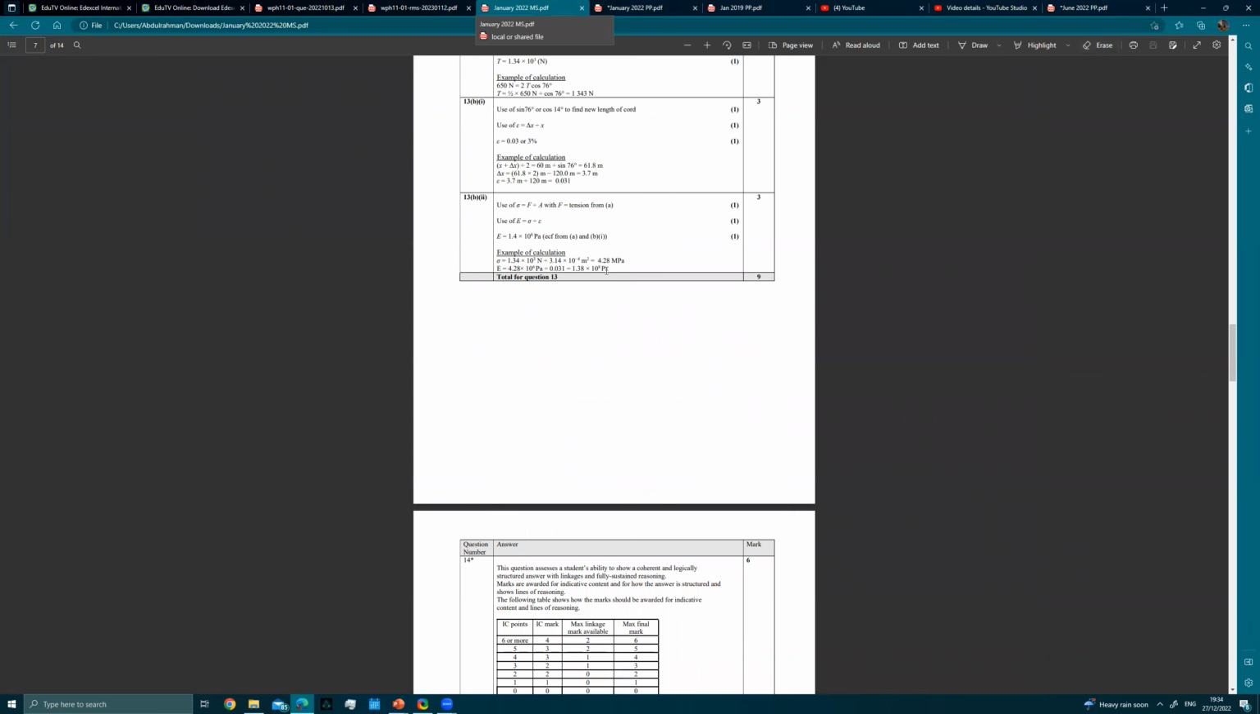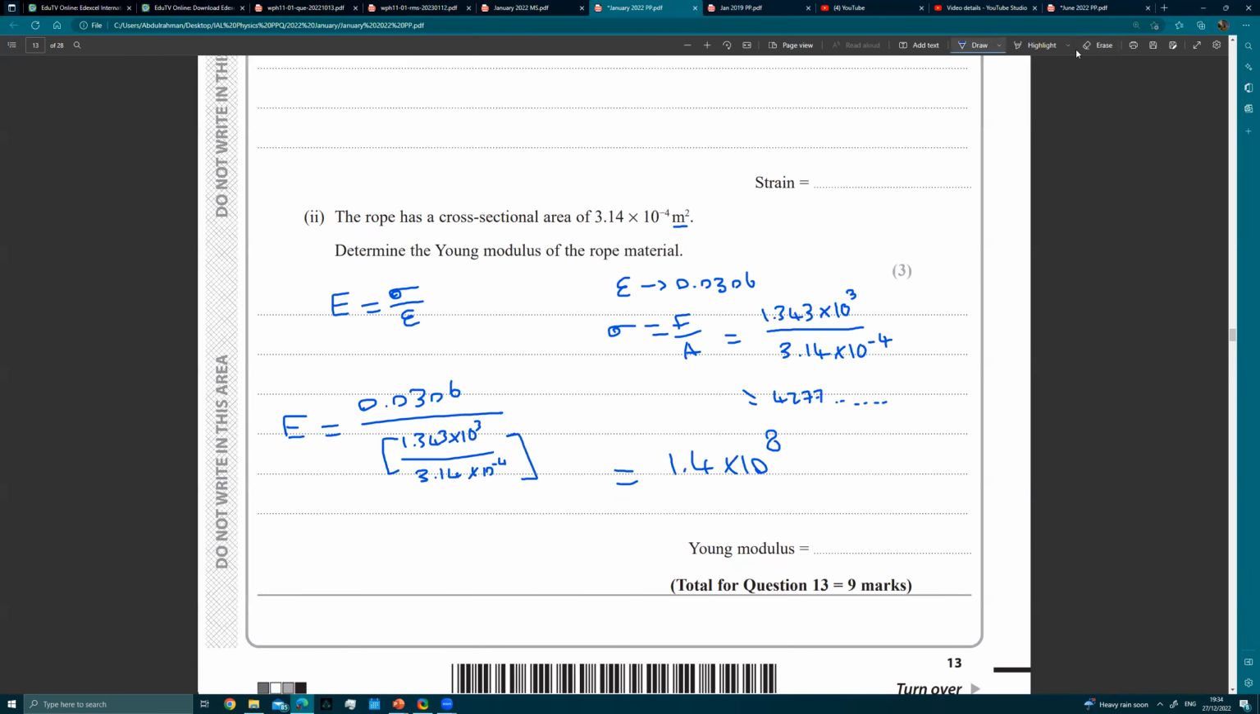No, sorry, they didn't. They used 1.38. Yeah, okay, that makes sense. It should be three significant figures because that's what everything was given to. So if I got 1.39, would that be wrong?